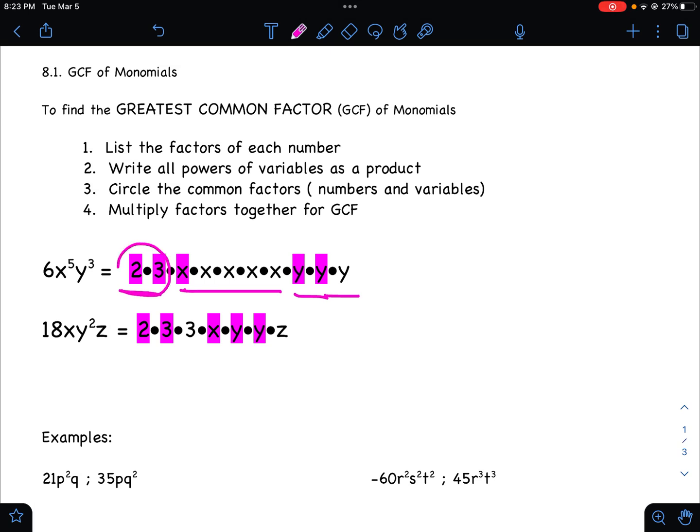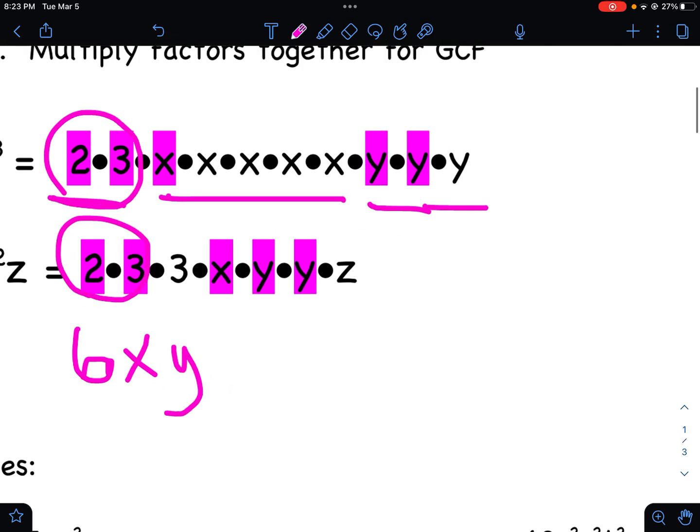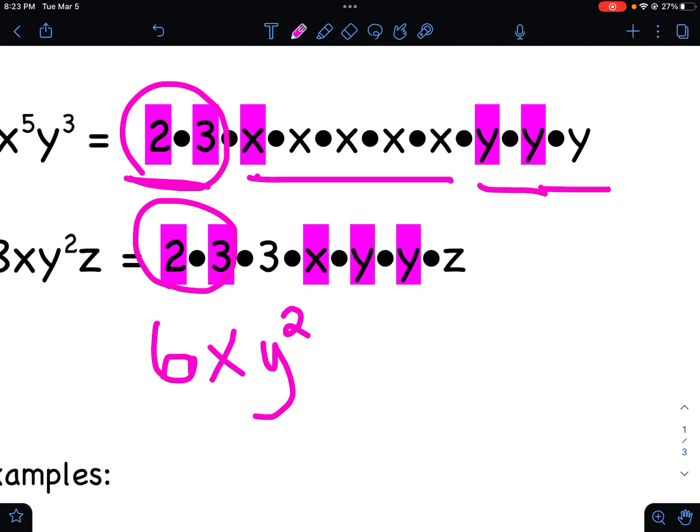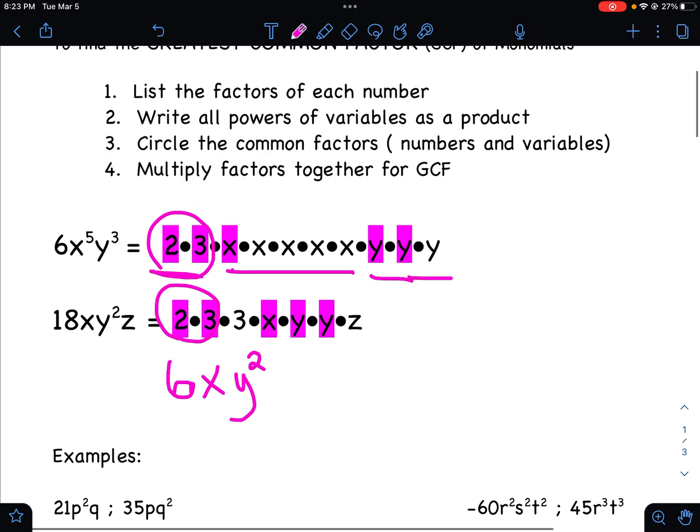And so when I go ahead and simplify that, 2 times 3 that they have in common is 6. And then we have only 1 x in common, and we have 2 y's in common. And because the first one doesn't have a z, it doesn't have any z's in common. So the neatest way to do this would be to go ahead and make that to the second power.